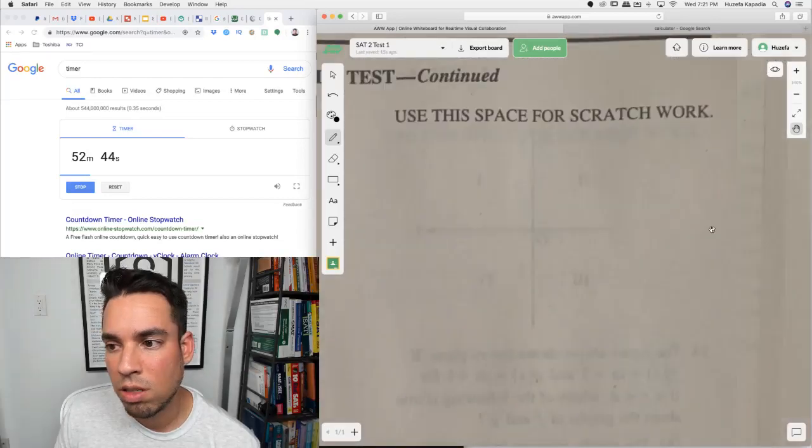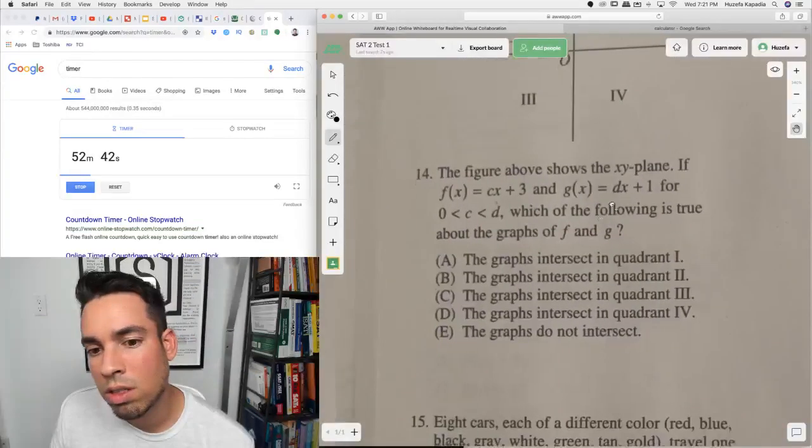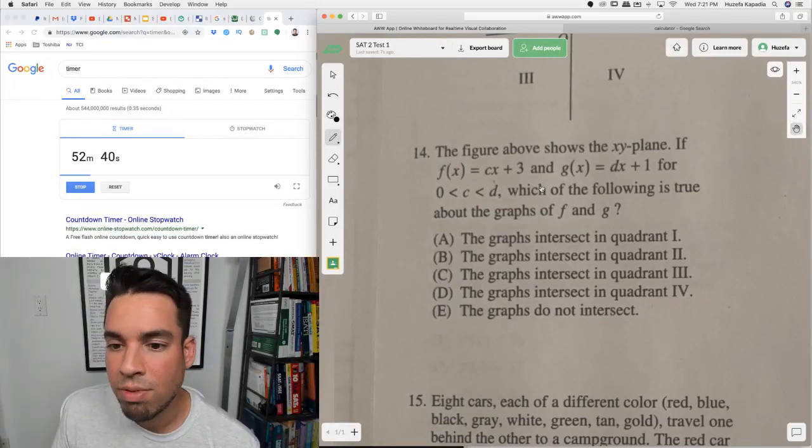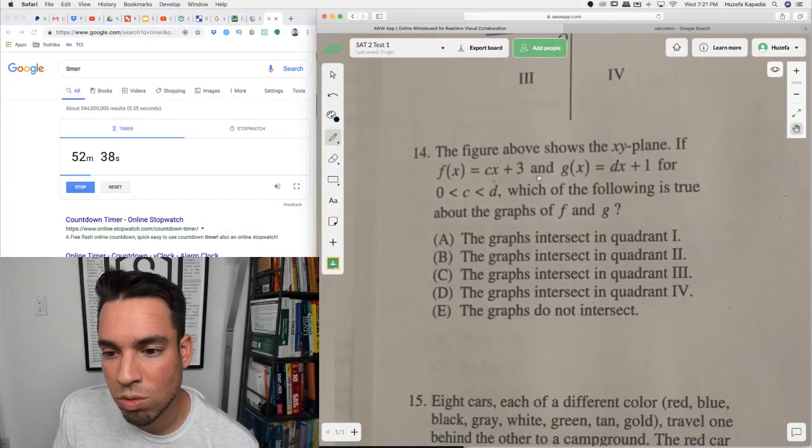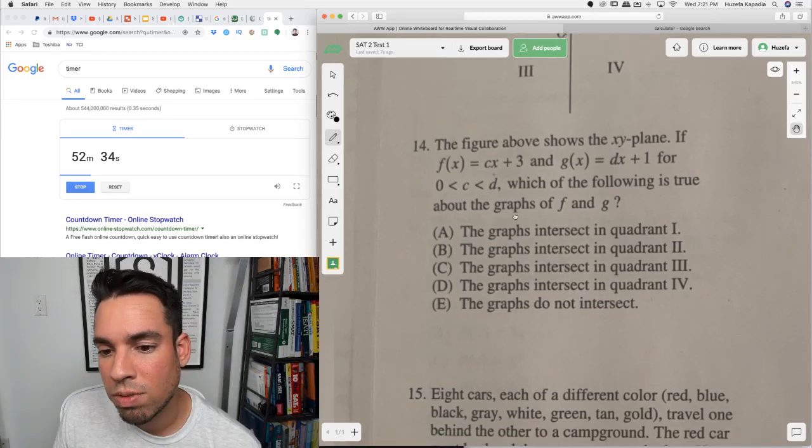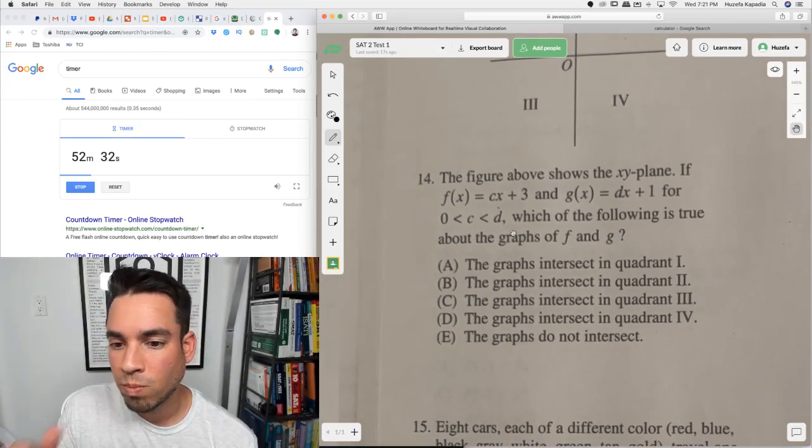Wait, what? That is number 13. We need to go to number 14. The figure above shows the xy plane. If f of x equals cx plus 3, g of x equals what? C is less than D, and they're both positive. Which of the following is true about the graphs of f and g?